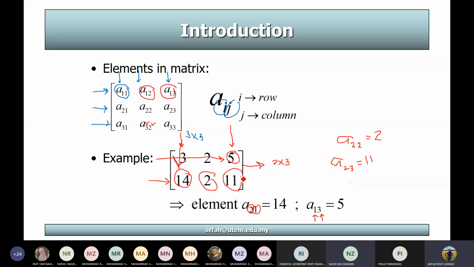So this one. Baris kedua, kolom ke-3. 3. Okay. So faham yang ni? Boleh tengok dulu siapa yang masih belum clear, try fahamkan sekejap sebelum kita pergi kepada yang seterusnya.